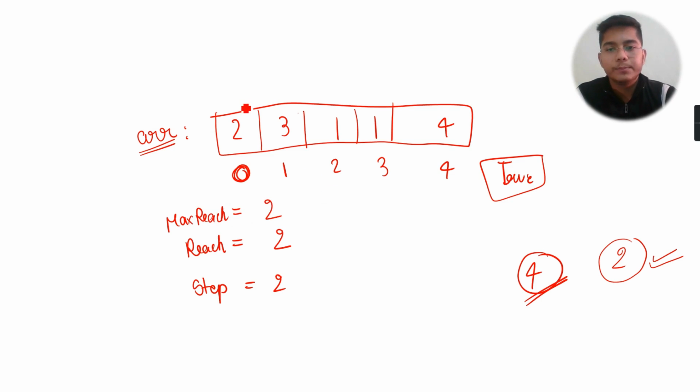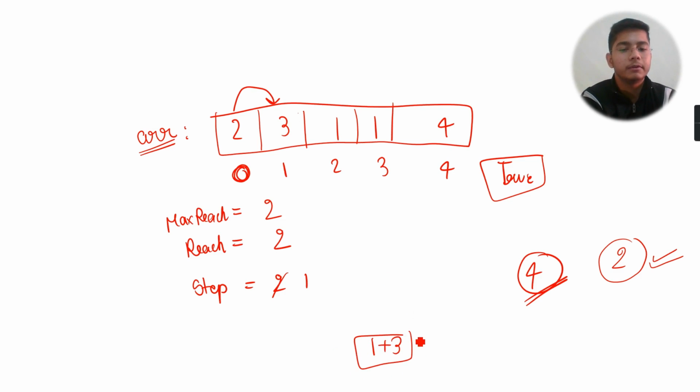So now I moved a step further here. So my steps decreased to 1, right? And my reach is still 2, right? But here, if I use this, what will be the maximum reach? I am currently at index 1 and I can take a jump of 3. So won't it be 1 plus 3? So it will be 4.